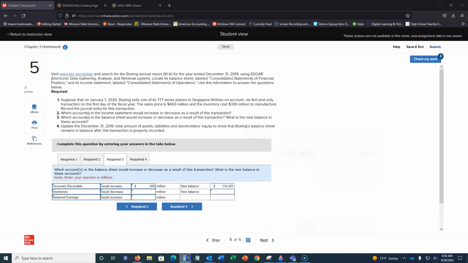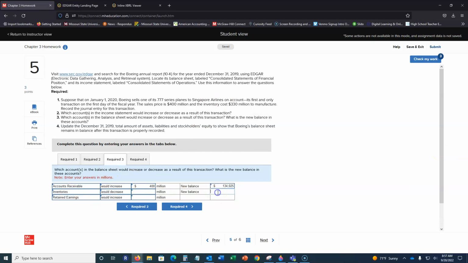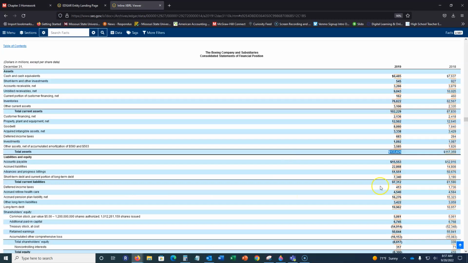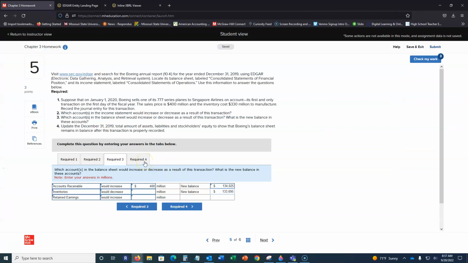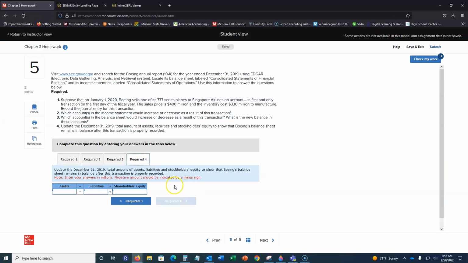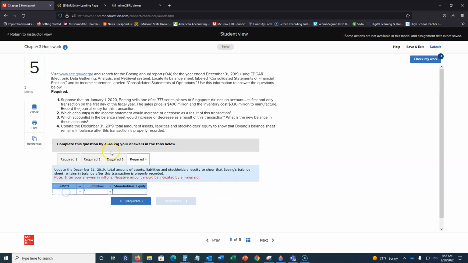Now let's reduce that by the 330 million for inventories. Okay, 133,695. That's your new asset balance. That is the new balance in your asset account, taking that transaction into consideration. Okay. So, requirement 4, they're going to ask us, what's our new asset balance, right? So we know our asset balance was 133,695.